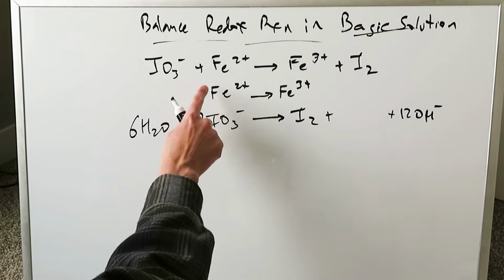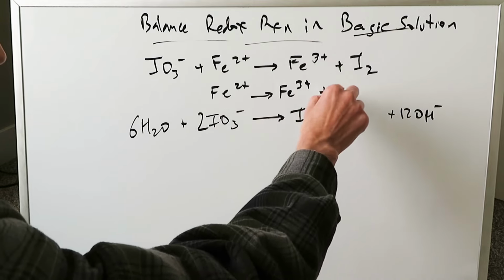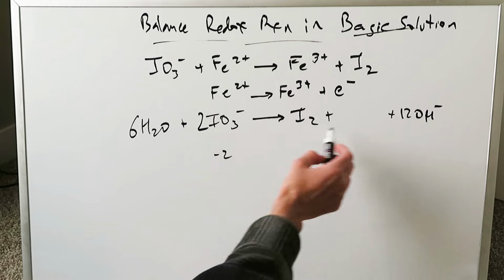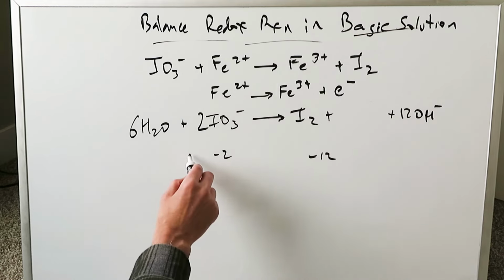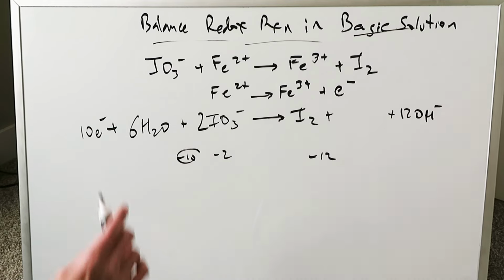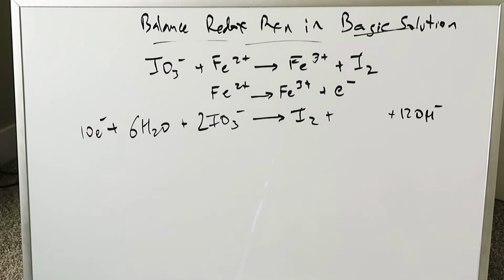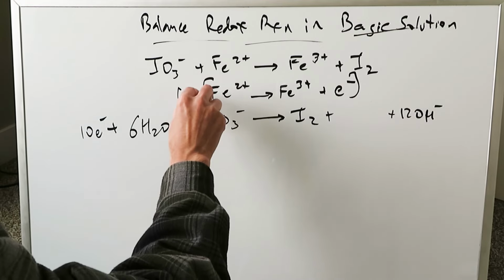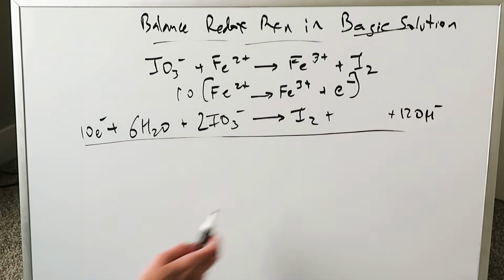Here in the top reaction, I have +2, +3, so I'll add 1 electron to make it a +2. Here I have a -2, here I have a -12, so I'm missing here a -10. And I can do that by adding 10 electrons. The charges are balanced, but I need to now compare the individual half reactions and multiply this by 10. When I do it, look what happens.